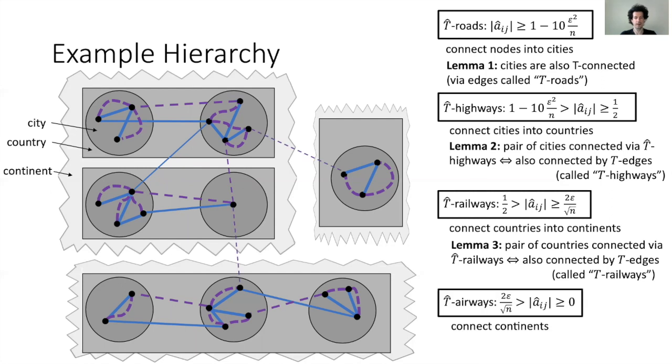Lastly, we have T hat airways, which connect continents. By necessity, the remaining edges of T also have to connect continents. However, we are not claiming that T hat airways and T airways have to be parallel.